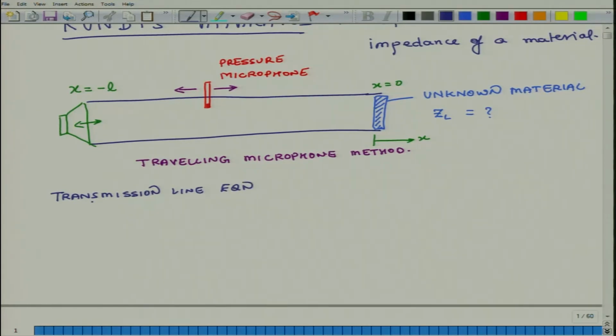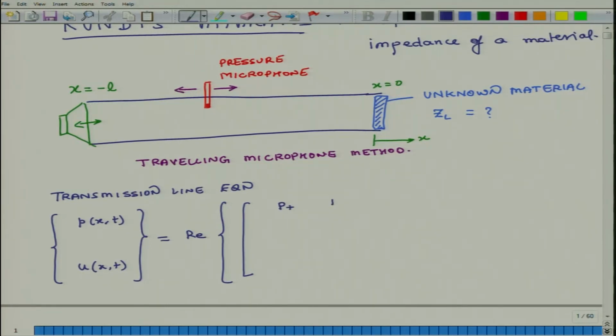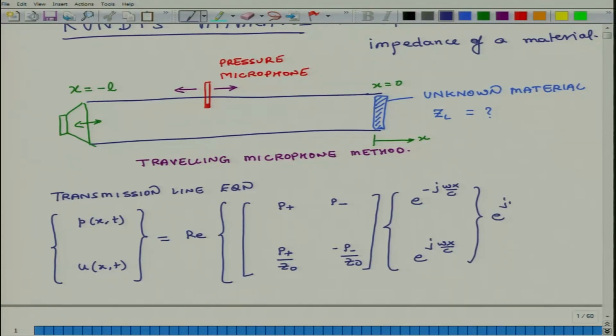So, what are the transmission line equations? There is an equation for pressure, p(x, t), and then there is also an equation for velocity, u(x, t), which equals the real part of (p plus by Z naught, minus p minus by Z naught) e^(-jωx/c), and for reflected waves I have the e^(jωx/c) term, times e^(jωt), and then I close the parenthesis. So, these are my transmission line equations.